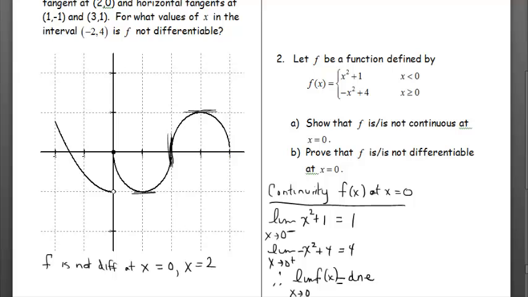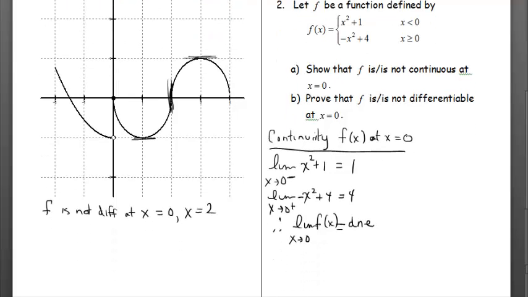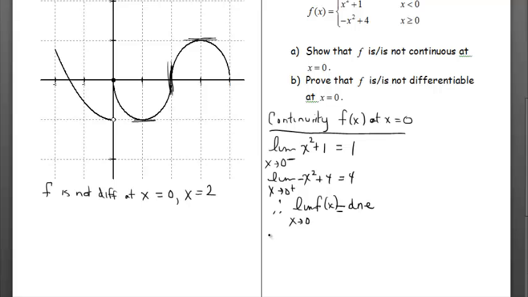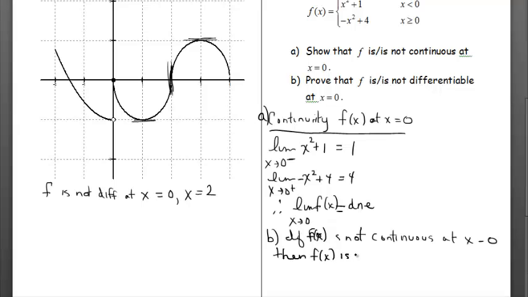Okay, I don't have to prove anything about B. Since A is false, B is false. So this is A and B. So just state it. If f of x is not continuous at x equals 0, then f of x is not differentiable at x equals 0. And that's it.